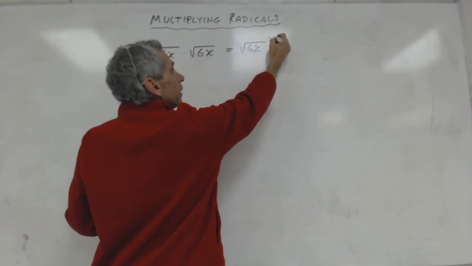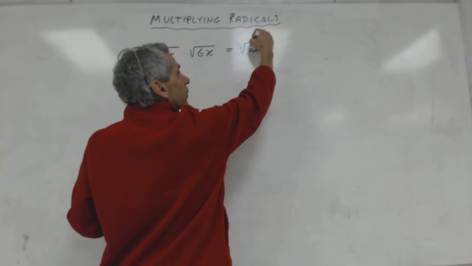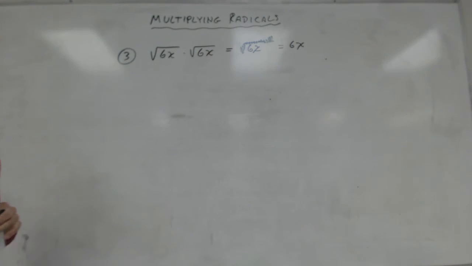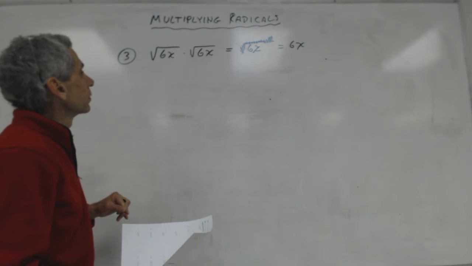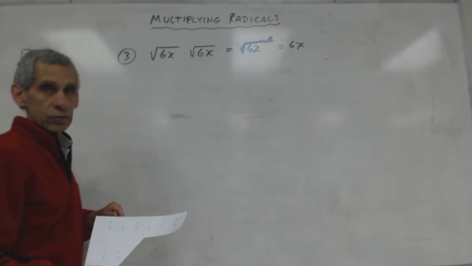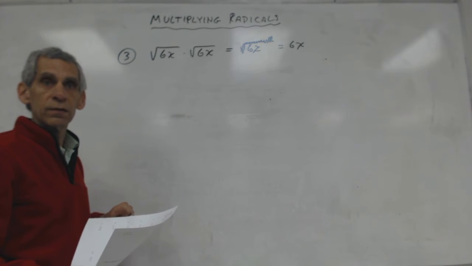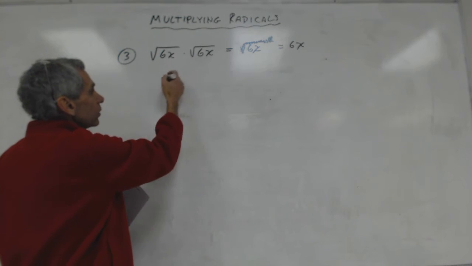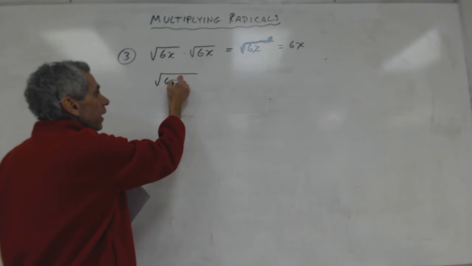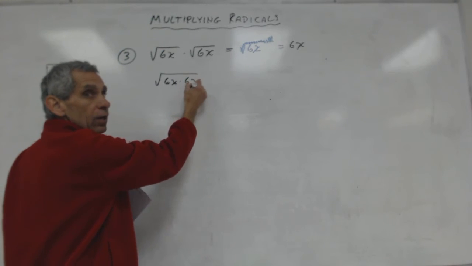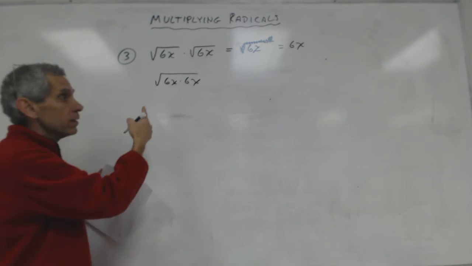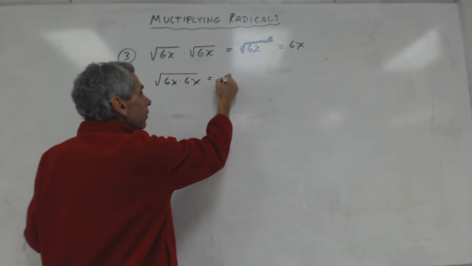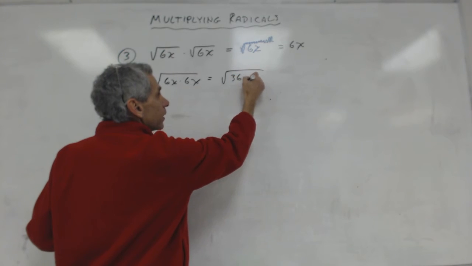Could you also do the square root of 36x squared? The square and square root cancel each other out, so your final answer is just 6x. So Jake is saying, well, why couldn't you just do this? The square root of 6x times 6x under the same radical sign, and you can, totally legal. And you can multiply the 6 times the 6 and the x times the x. So that would give you the square root of 36x squared.